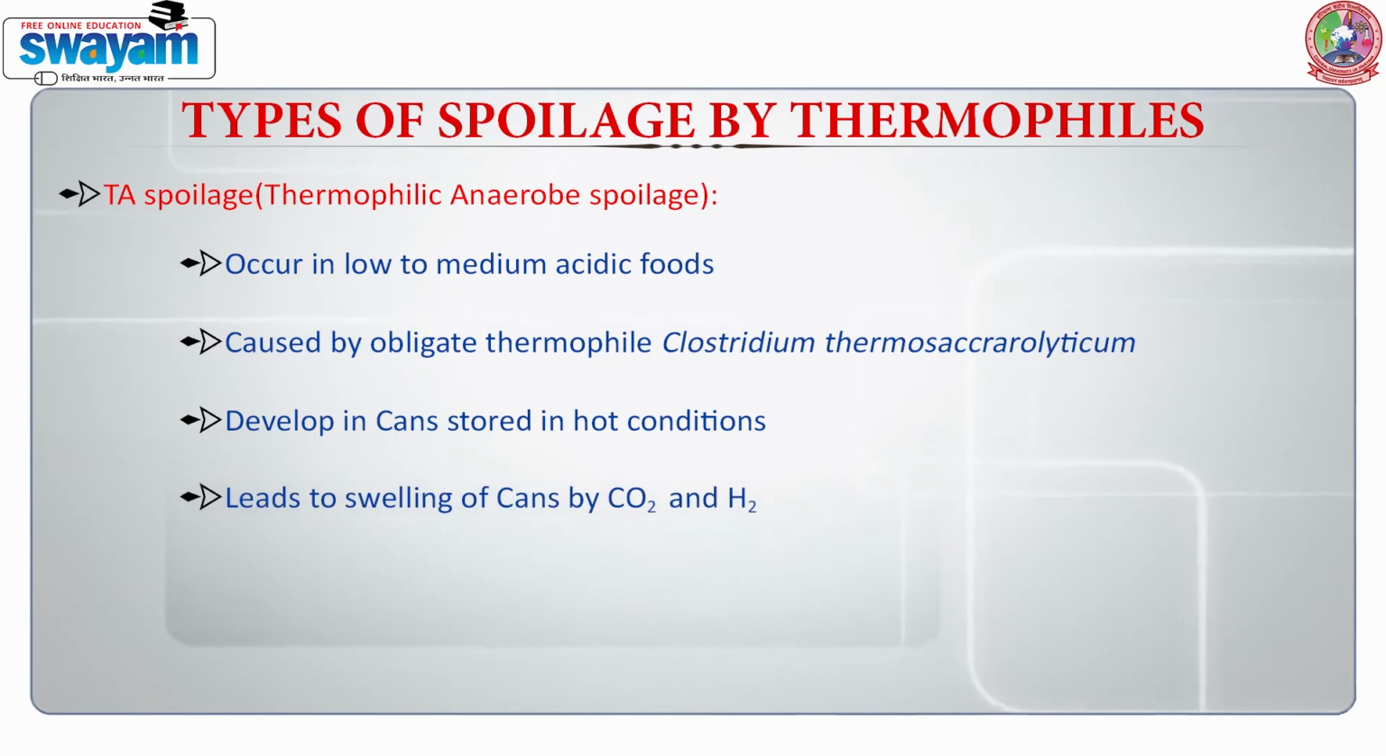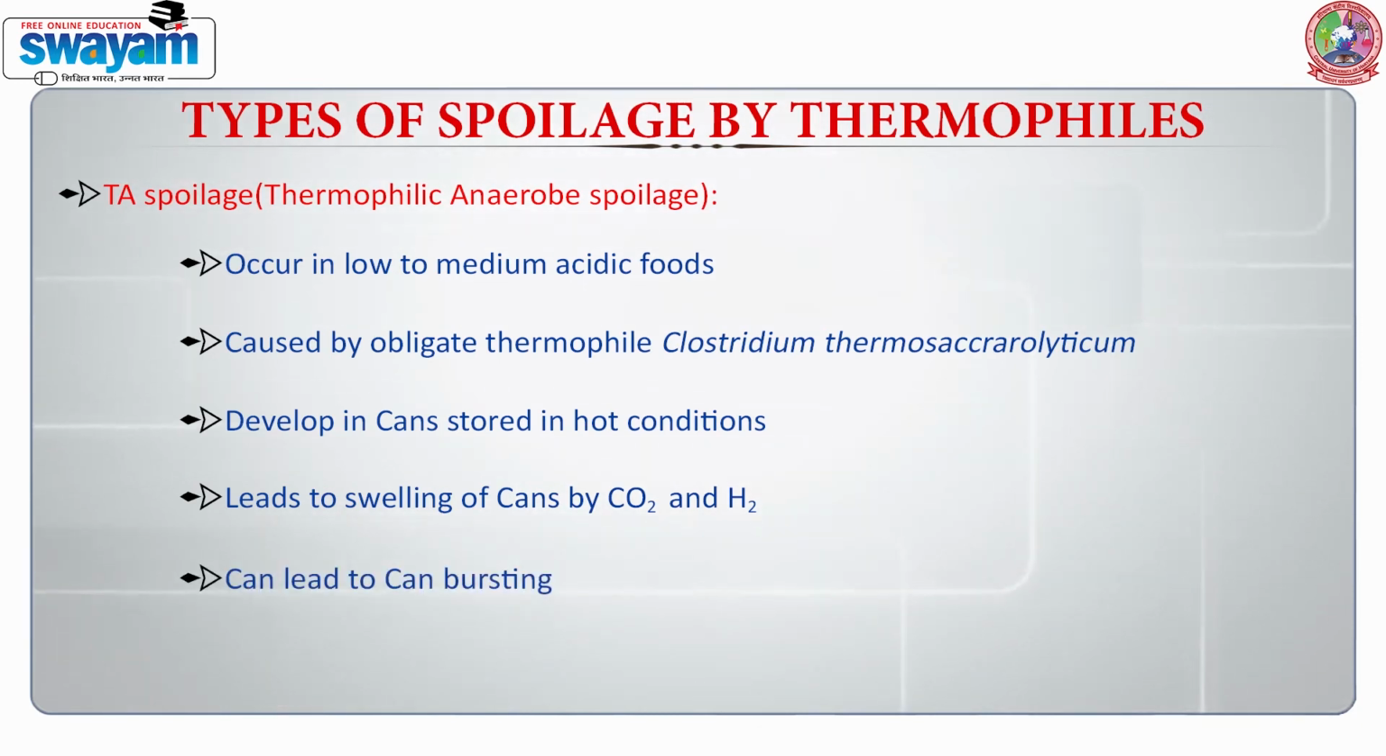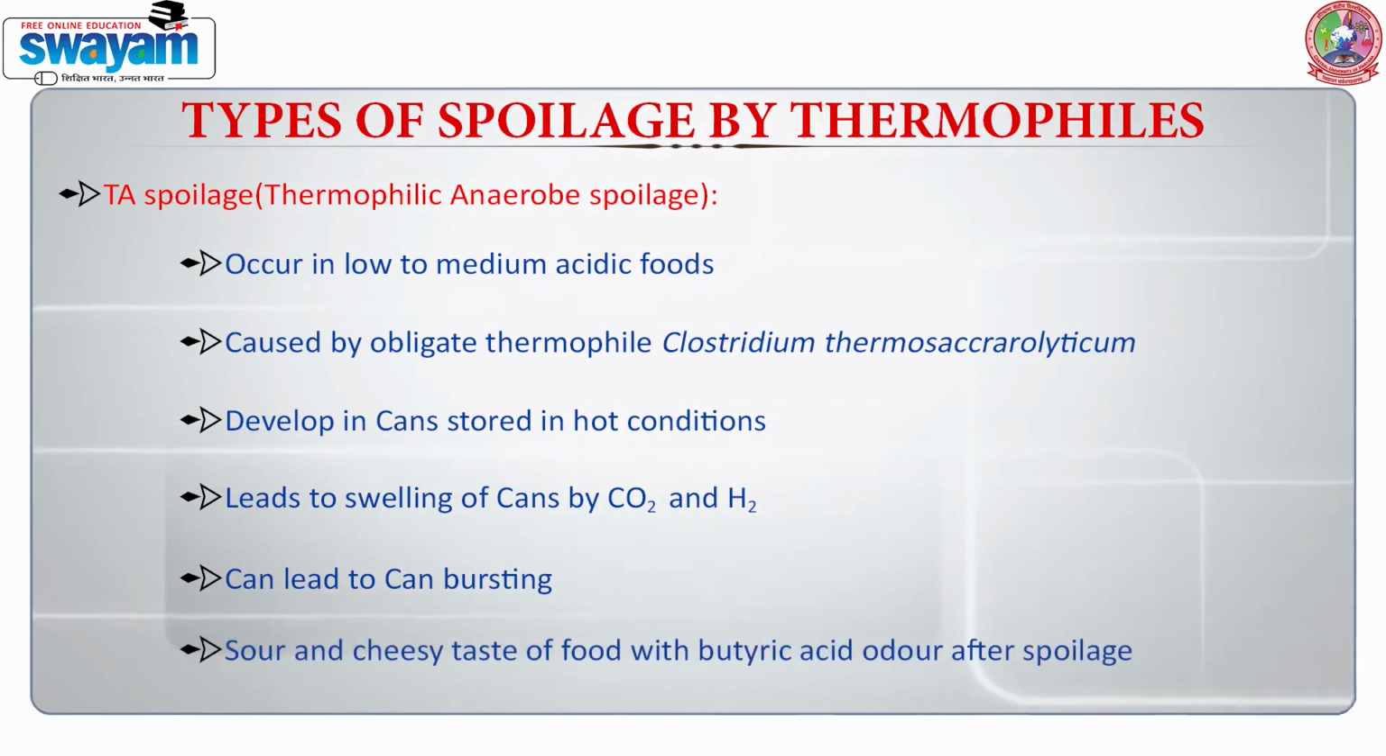The can shows swelling due to carbon dioxide and hydrogen gas, and sometimes the can also bursts. The product stored in the can is sour and cheesy in taste, and this is attributed to the butyric acid produced by the spoilage organism.